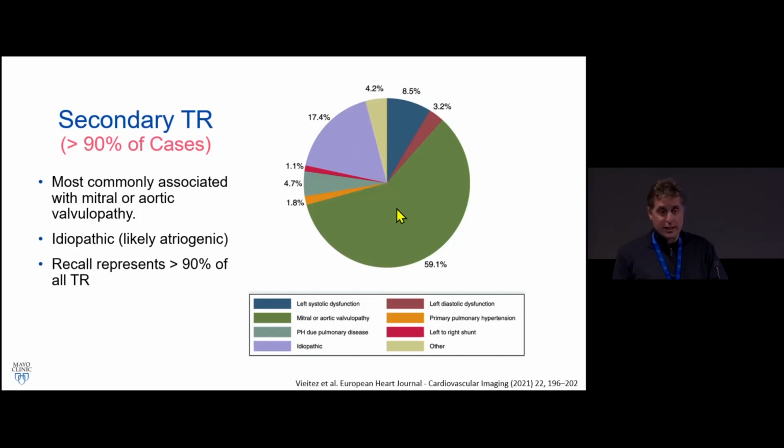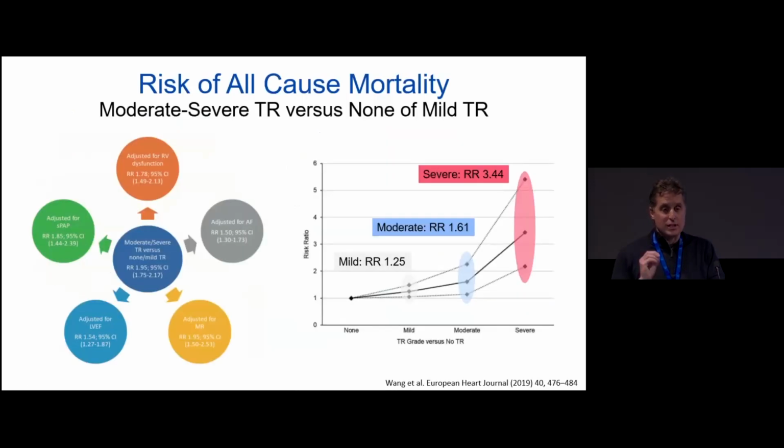And this is mostly related to what Rekha had just shown in the last case she gave to us, which is a patient with either mitral, as in Rekha's case, or aortic valvulopathy, and then another large component here is idiopathic. But I want to recall that most of these patients that we see, greater than 90%, are going to have secondary tricuspid regurgitation. And it's a bad thing to have TR.